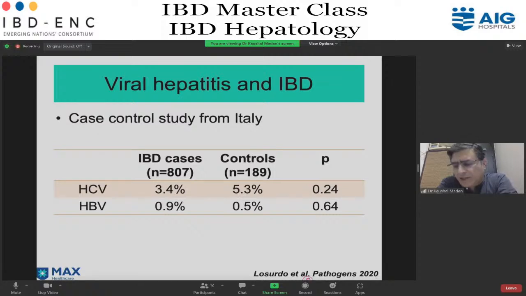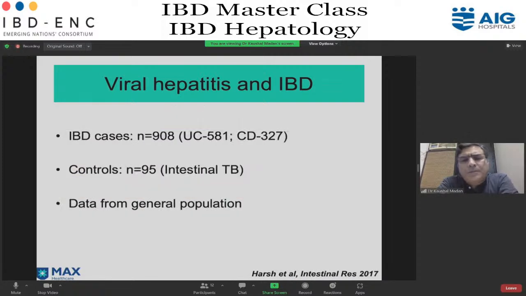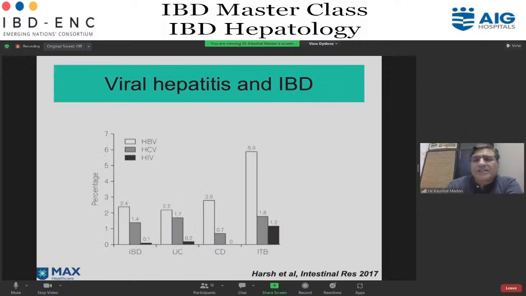And obviously there are recommendations that patients should be screened for this, especially before you start them on biologicals. This is a study from India, from Dr. Vineet Ahuja's group. So 908 IBD cases, 581 of them ulcerative colitis. And then they took controls, which were patients of intestinal tuberculosis, 95 of them. And then they compared it with the prevalence data from the general Indian population. And as you can see, the prevalence of HBV, HCV, and HIV were similar in the groups of ulcerative colitis, Crohn's disease, and almost similar in patients who had intestinal tuberculosis. And this also matched the prevalence in the general population.